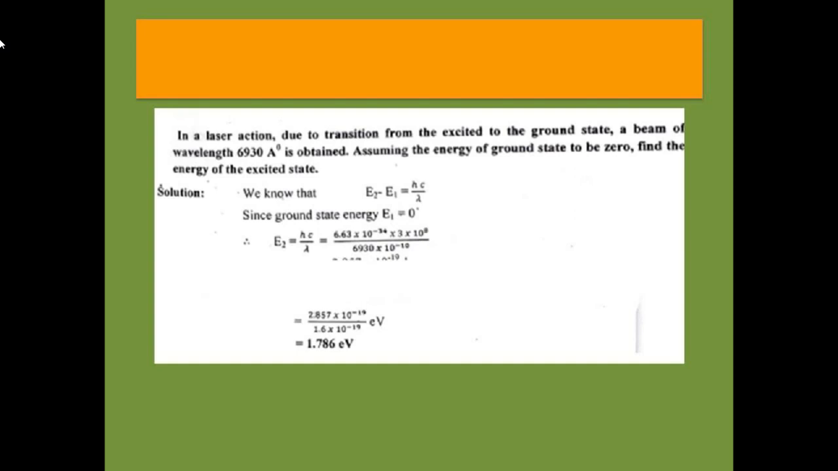Substitute the value of Planck's constant h, that is 6.63 into 10 to the power minus 34, and c is the velocity of light, 3 into 10 to the power 8, and lambda is given as 6930 Angstrom, which we will convert into meters, 6930 into 10 to the power minus 10. When you solve, you will get the answer in joules, 2.857 into 10 to the power minus 19 joules, and then we need to convert it into electron volts, that is 2.857 into 10 to the power minus 19 divided by 1.6 into 10 to the power minus 19 electron volt, which will give you 1.786 electron volt.